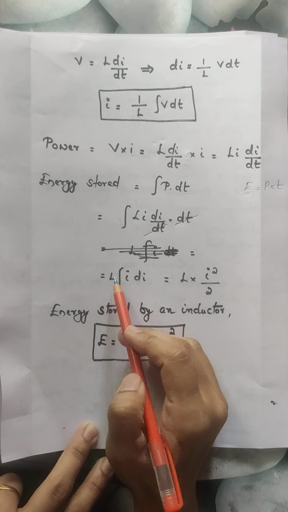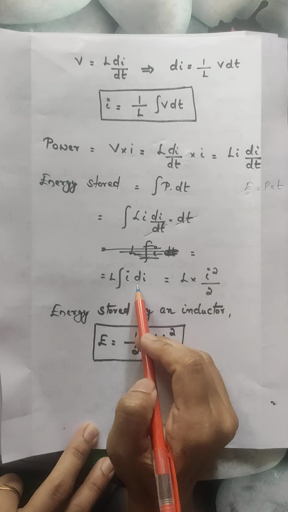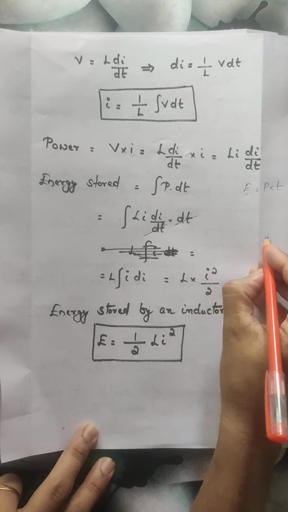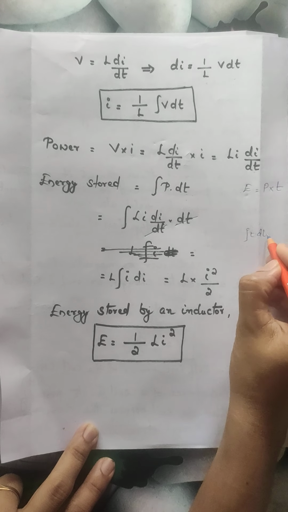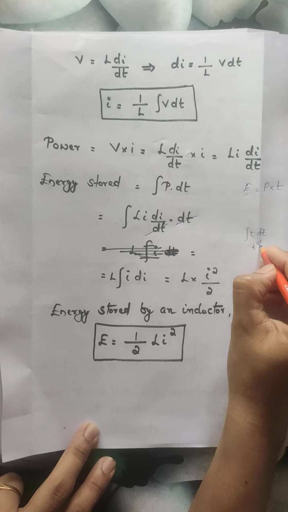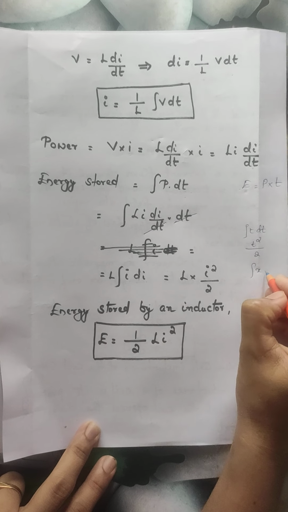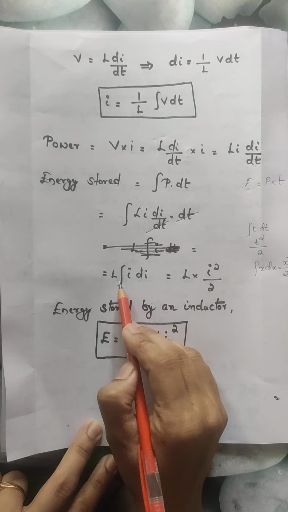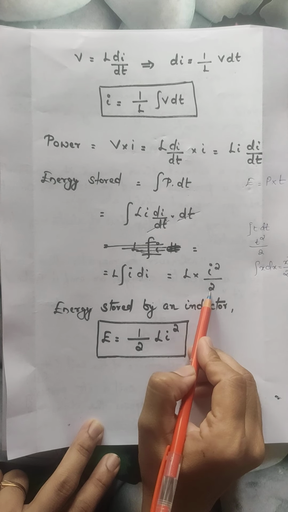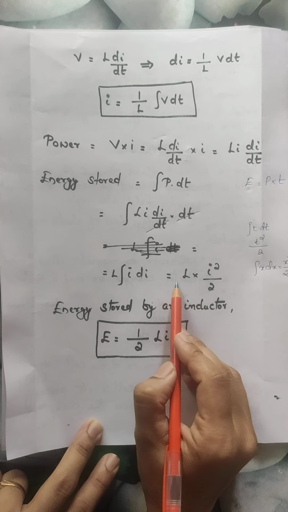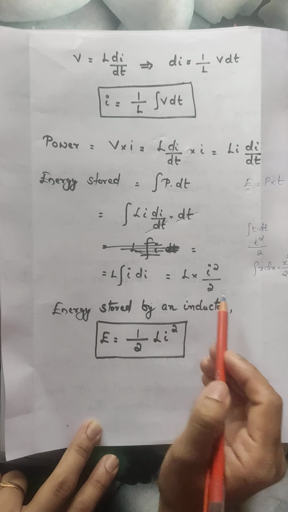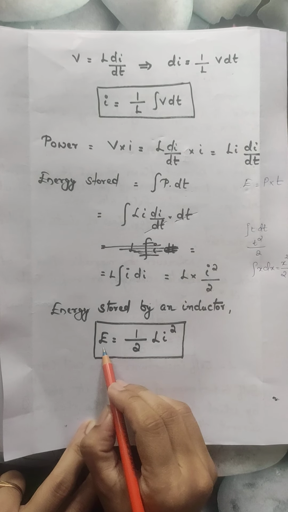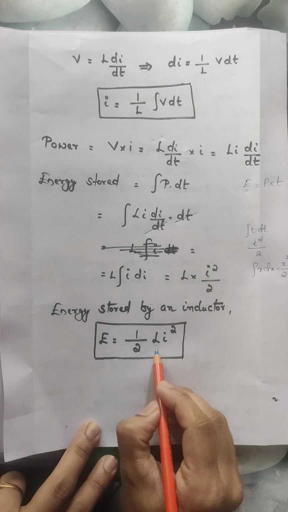Here L is a constant, so L into the integral of I di. What will be the integral of I di? We know the integral of x dx is equal to x square divided by 2. So the integral of I di will be I square divided by 2. So we will get the energy stored as L into I square divided by 2, or half into L I square. So energy stored in an inductor is equal to half into L I square.